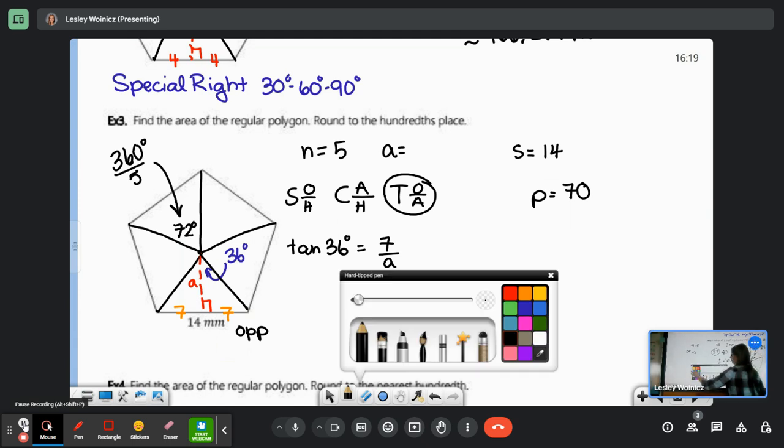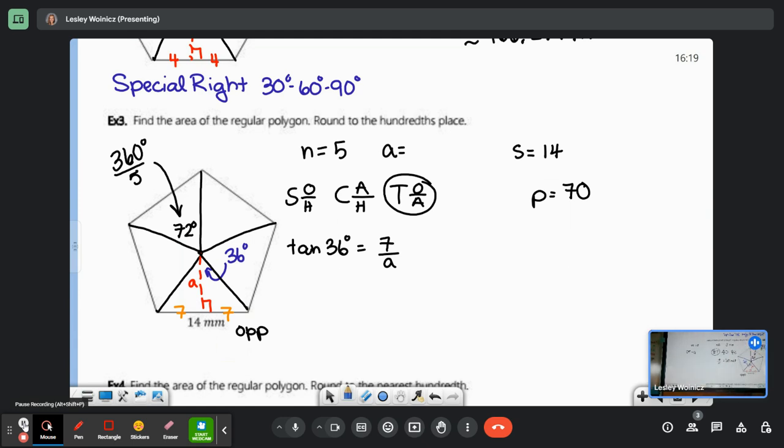Okay. So the problem here is that our apothem is on the bottom. Well, I want it on the top. So I'm going to multiply both sides by the A. On the right side, it'll cancel. And then on the left side, it'll be in front of the tangent of 36 degrees. Now I want the A alone on that side. So how do I undo multiplying by tangent of 36? Divide. So I'm going to divide it away from this side, and it will be on the denominator of the right side.